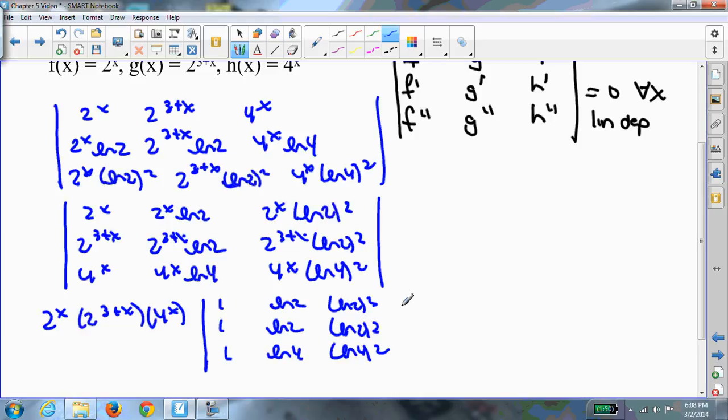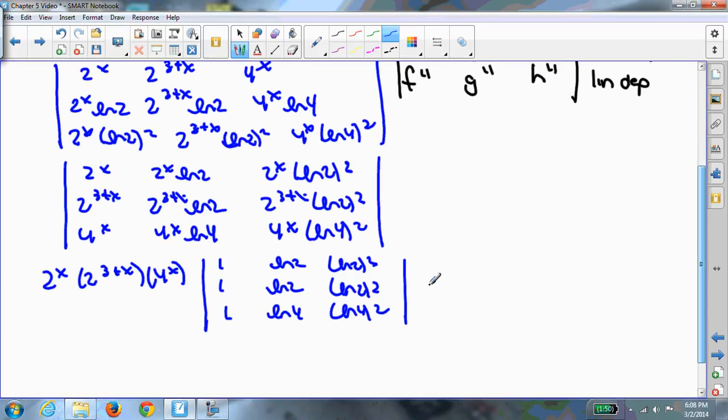And I have two rows that are identical, which means this is equal to 0, and therefore these are linearly dependent. But you could have guessed that because 2 to the 3 plus x is the same as 8 times 2 to the x, so these are obviously linearly dependent to each other.